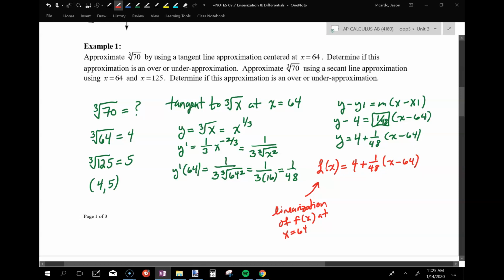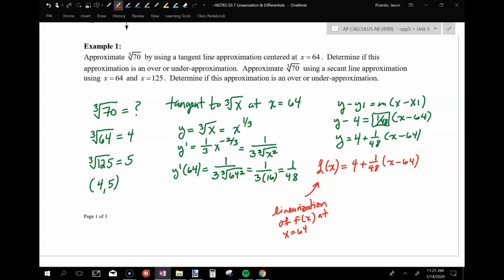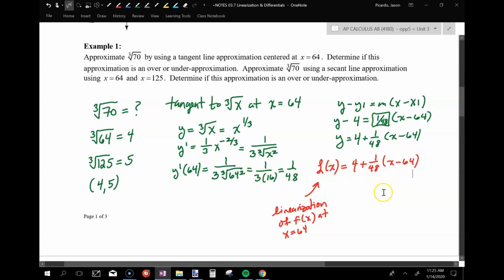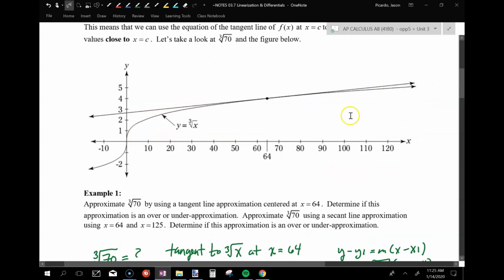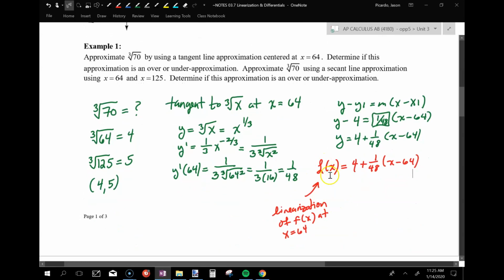Cool? All right. Now, how is this going to help me solve my problem? Well, what did I create? I created this line. So if I want to know the cube root of 70, by linearizing it, I'm going to get an estimate of what I would get were I to actually do it. So I'm going to do the linearization at 70. In other words, plug 70 in. And if we plug 70 in, we get 4 plus (70 minus 4) is 6 over 48.